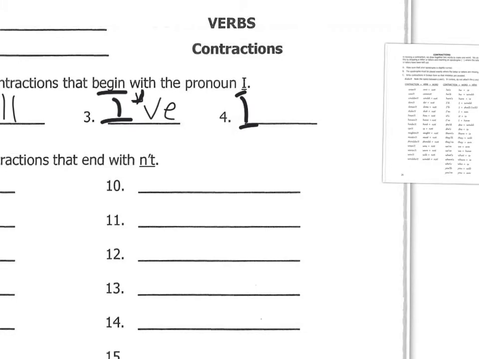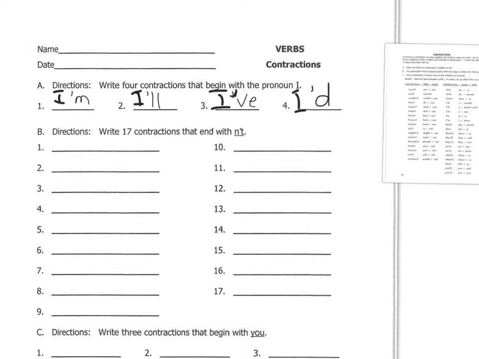I had, or I would. I'd. So I'm, I'll, I've, I'd.